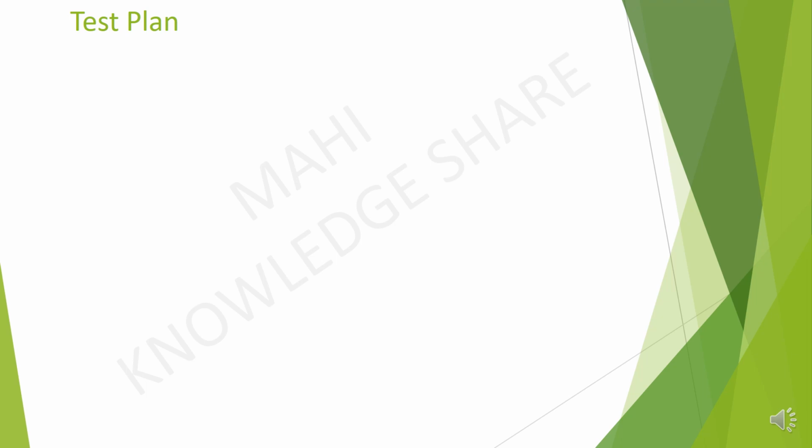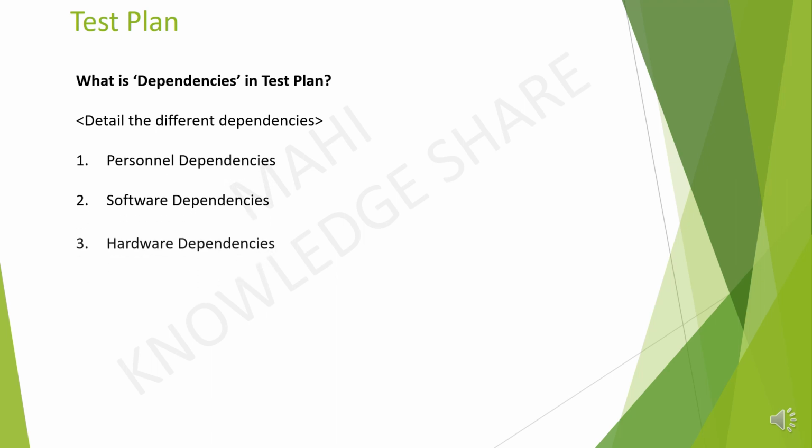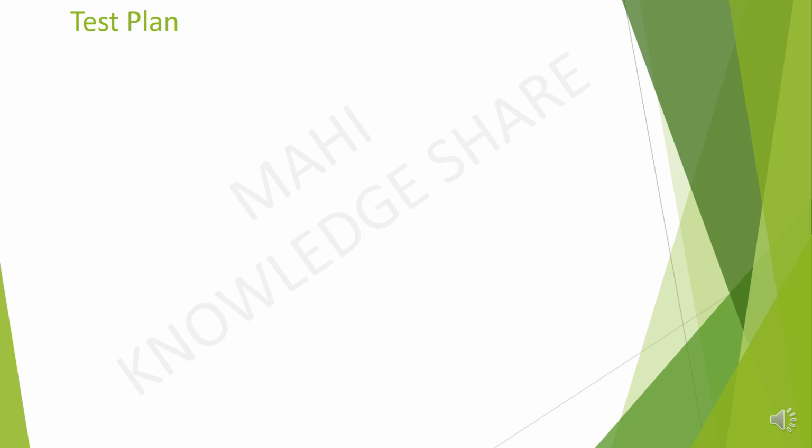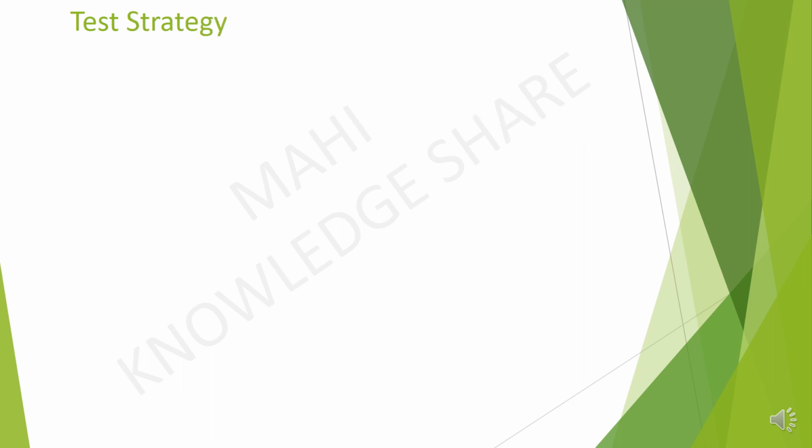Dependencies section in test plan document. Here you need to detail the different dependencies: 1. Personnel dependencies. 2. Software dependencies. 3. Hardware dependencies, and the last is test data and database dependencies. Documentation in test plan. List the documentation that will be prepared within the project and that will be provided to client. Bug tracking approach.